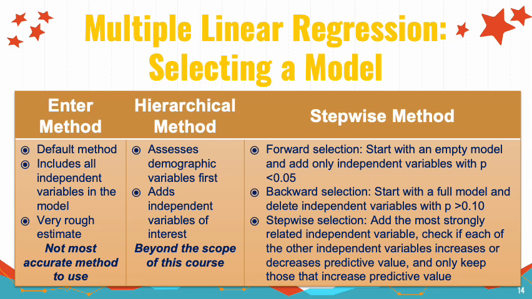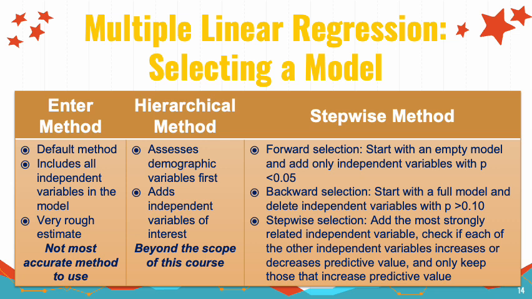There are 3 commonly discussed model selection procedures, or ways to determine which independent variables to include in your model. The methods are the enter method, the hierarchical method, and the stepwise method. The enter method is the default method in regression analysis, and it forces all of the independent variables into the model at the same time. This is a very rough estimate of the data and will likely not be the best model because it includes all possible independent variables that may be impacting the dependent variable.